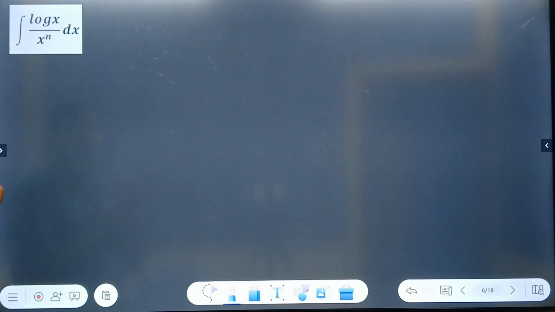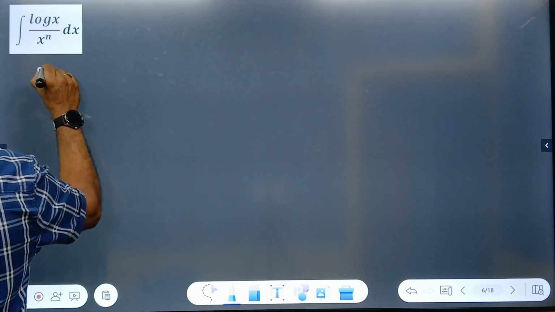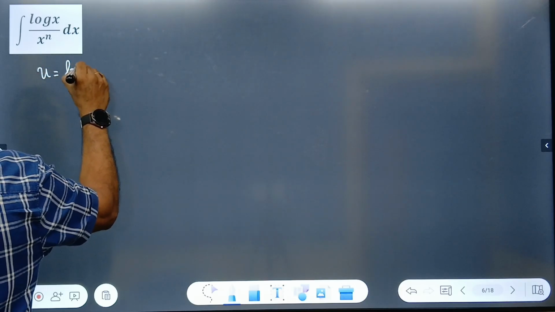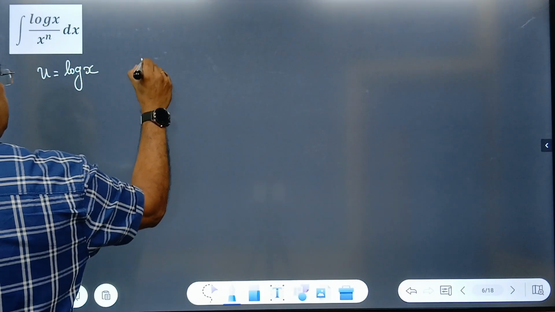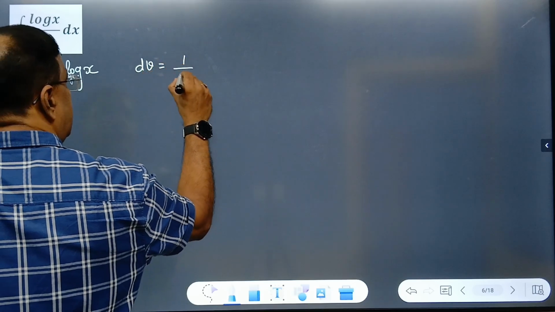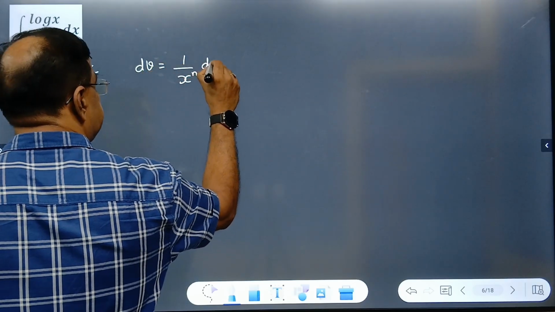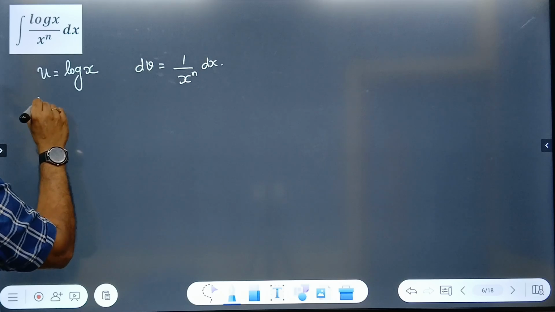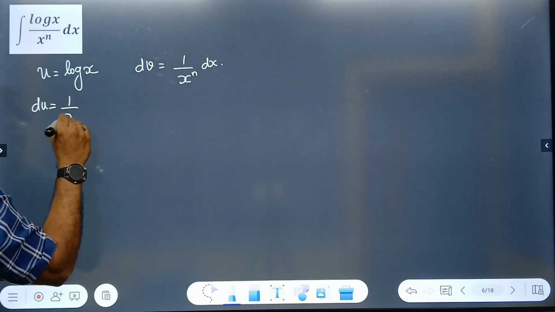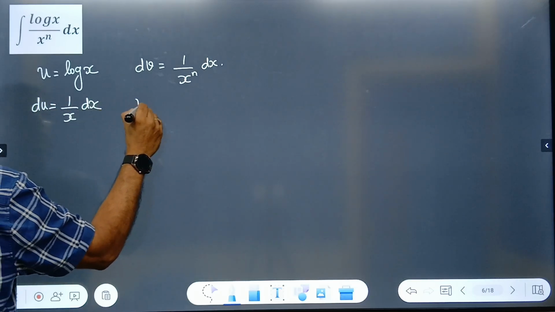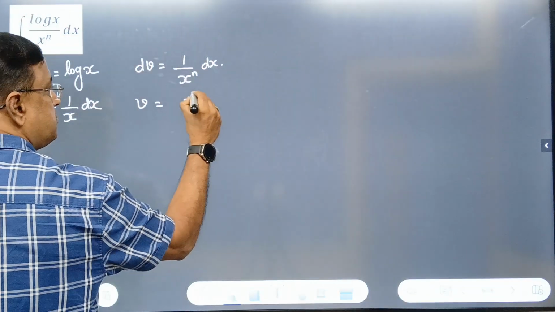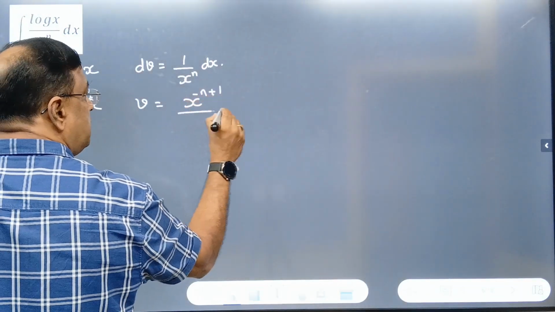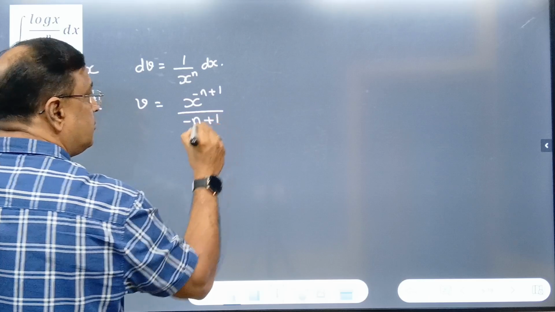Okay, the next question, integral log x by x power n dx. So clearly log x is a logarithmic function, x power n is an algebraic function. So I choose u as log x and my dv becomes 1 by x power n dx. So what is du? Du is 1 by x dx, and what is v? X power minus n plus 1 by minus n plus 1.